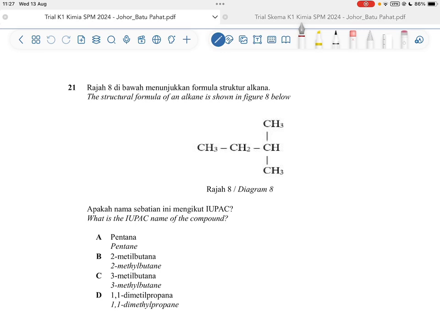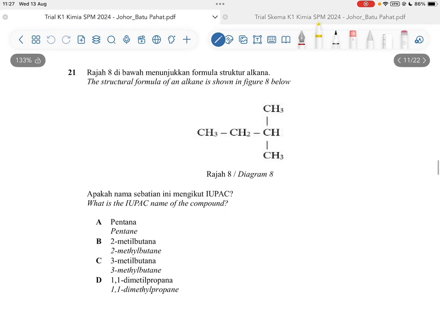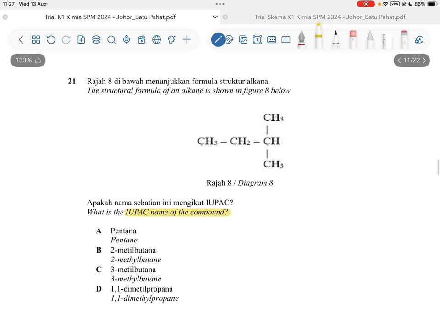Question 21 shows a structural formula for an alkane. We are going to identify the IUPAC name for the compound. At first, what is the IUPAC name of a compound? We can say it is a standardized method, or standard name, given to each chemical compound. It is important to avoid any confusion that occurs in discussions among scientists or chemists.